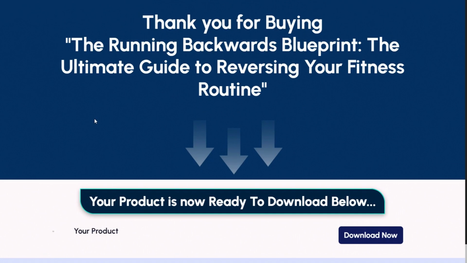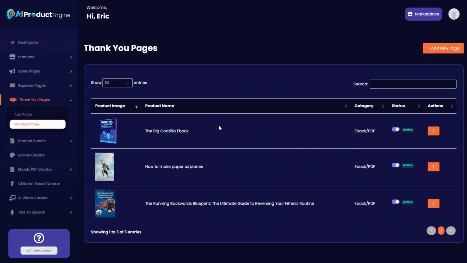So there you go. What you saw is we created a brand new product from scratch in an obscure sub-niche. We created the sales page using AI. We created the thank you page. We got it live online for sale right now in this demo. And we can do that over and over again as many times as we want.